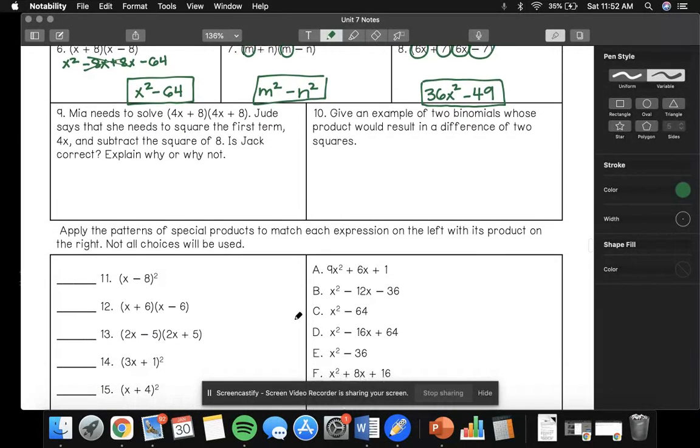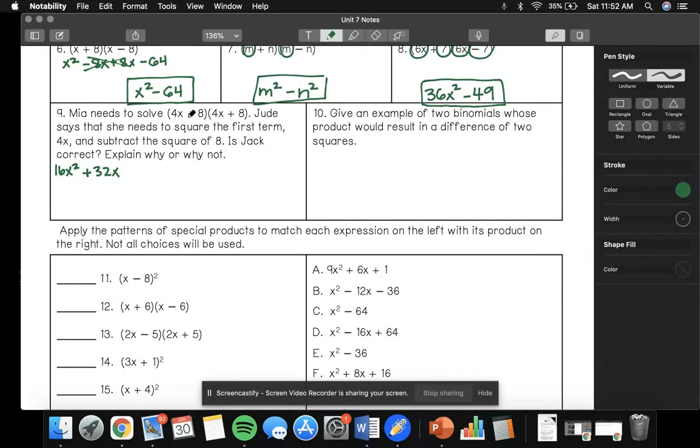Okay. Maya needs to solve 4x plus 8 times 4x plus 8. Jude says that she needs to square the first term, 4x, and subtract the square of 8. Is Jude correct? Explain why or why not. Okay. Well, I'm just going to do the problem I know how to do. So I'm going to do 4x times 4x, which is 16x squared. Okay. 4x times 8.